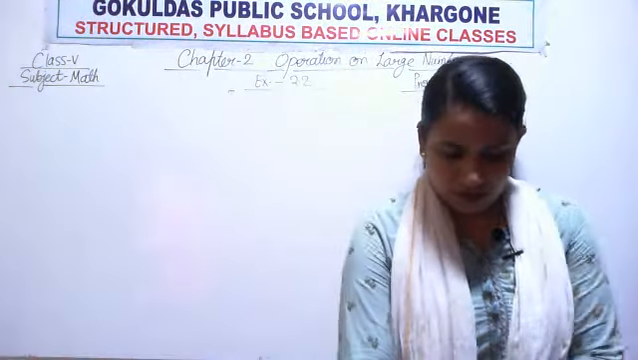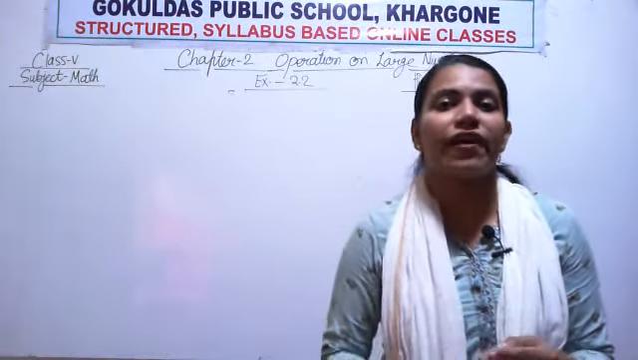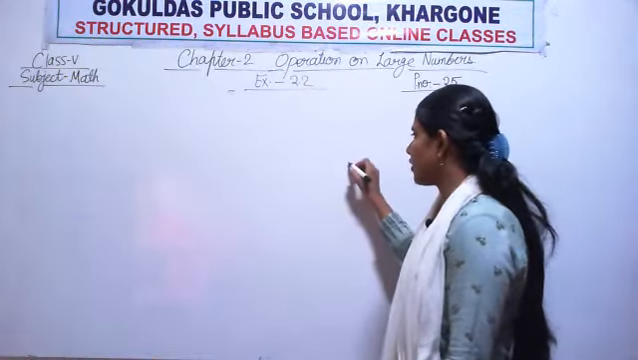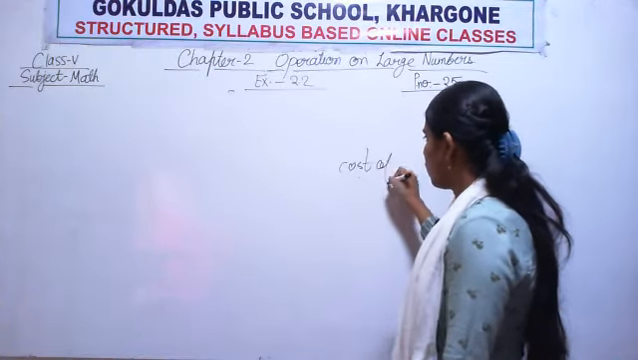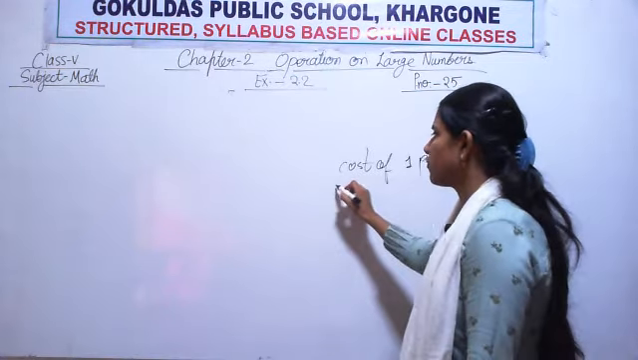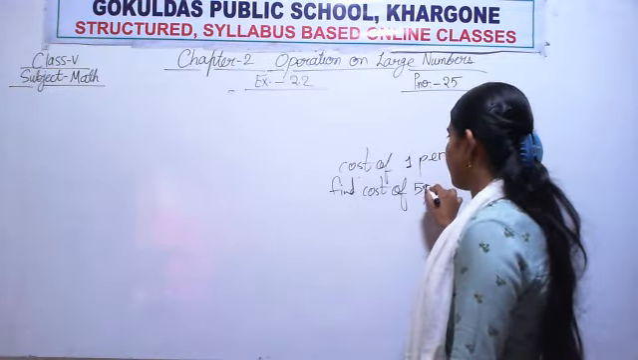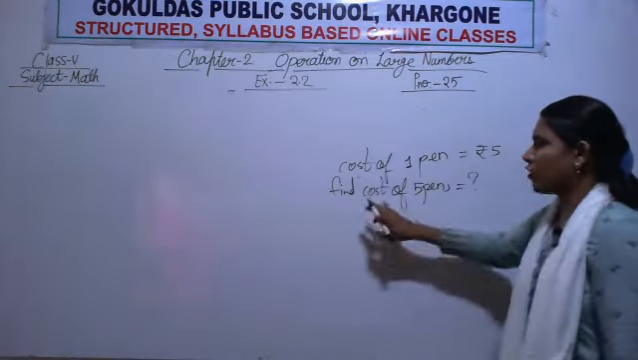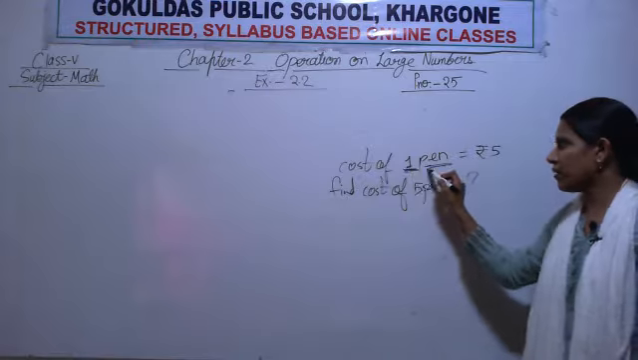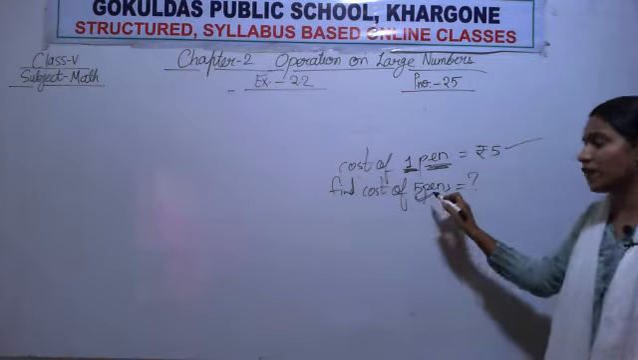If data for one thing is given and they have asked for more, suppose they have given you the cost of one pen. Cost of one pen is rupees 5, and they have asked to find the cost of 5 pens. Then the data for one thing, 1 pen, is given, and they have asked for 5 pens. So 5 is the more number.